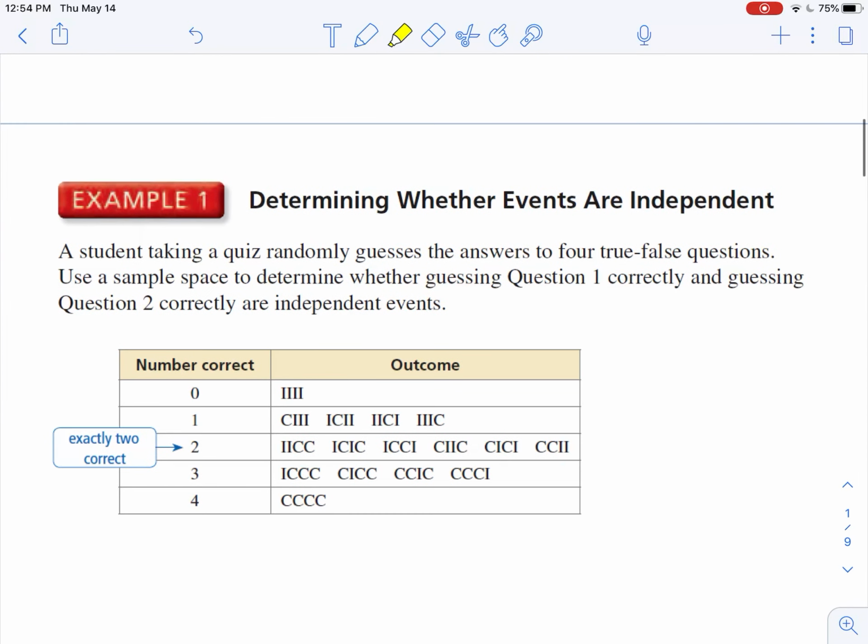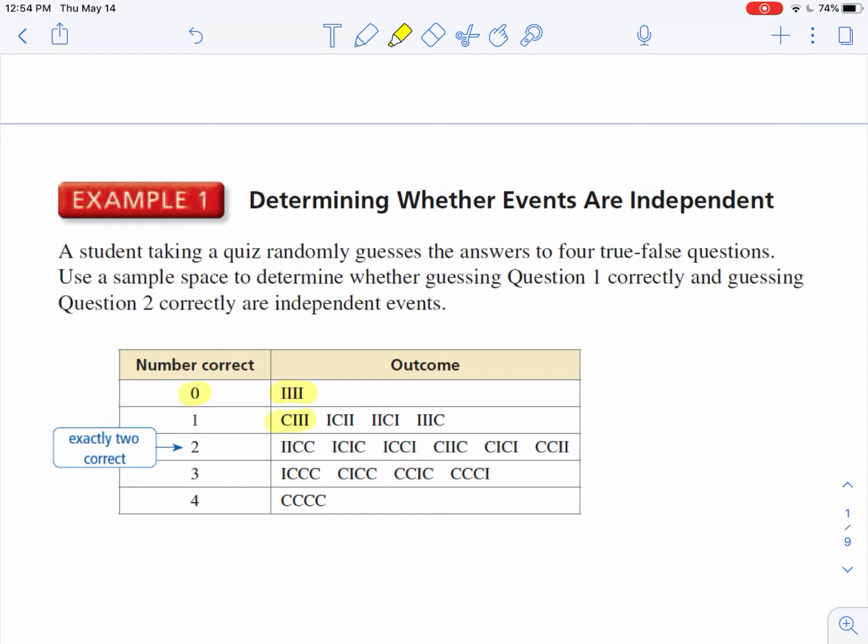So here we have a student taking a quiz randomly. I don't know if I would advise for us to do that, but a student is taking a quiz randomly and guesses the answers to 4 different true-false questions. And what we see here is all the different ways that they could get answers on the test. On this test, the student guessed all 4 questions incorrectly, so they got 0 of the problems correct. Now, there's a lot of different ways for them to only get one problem right.